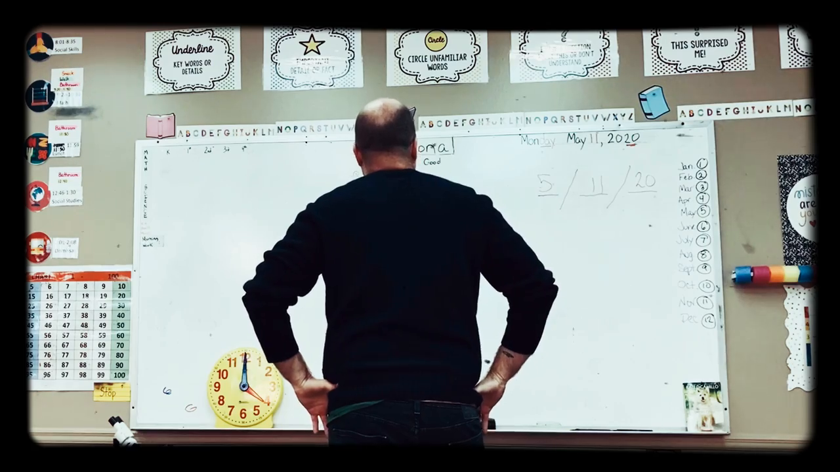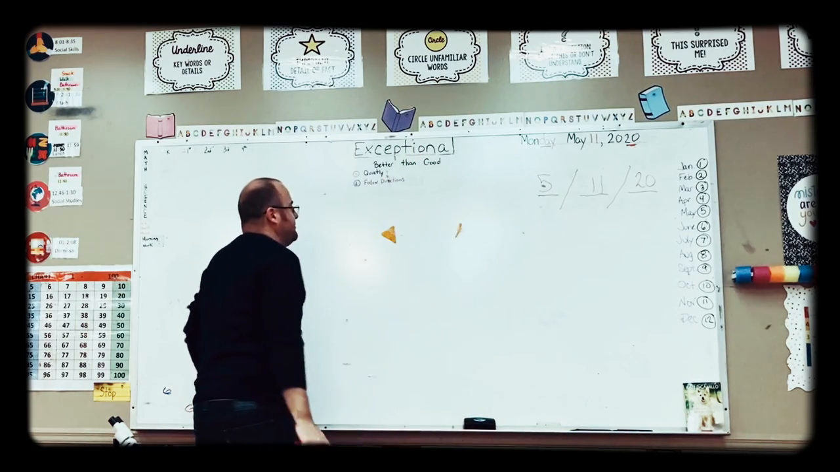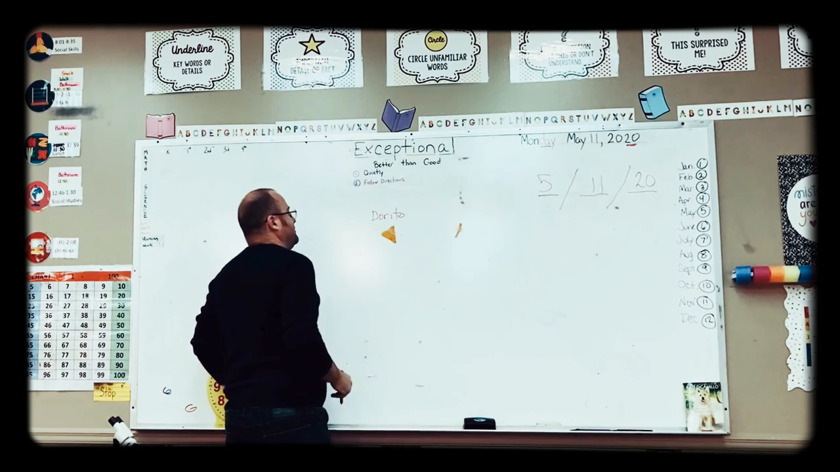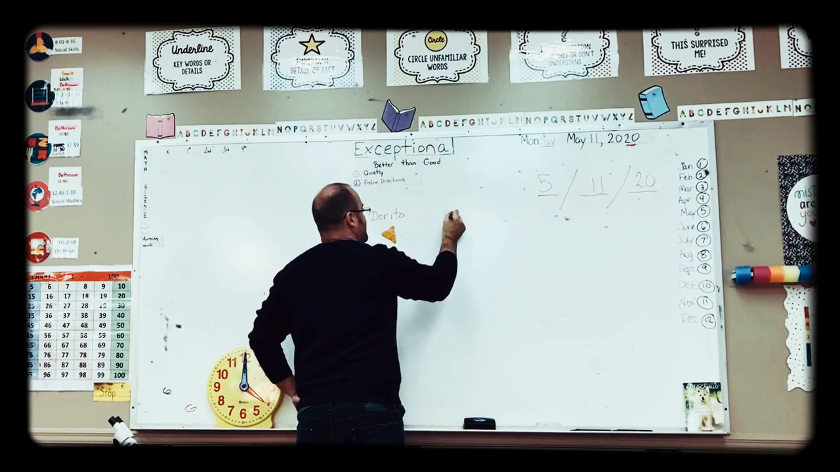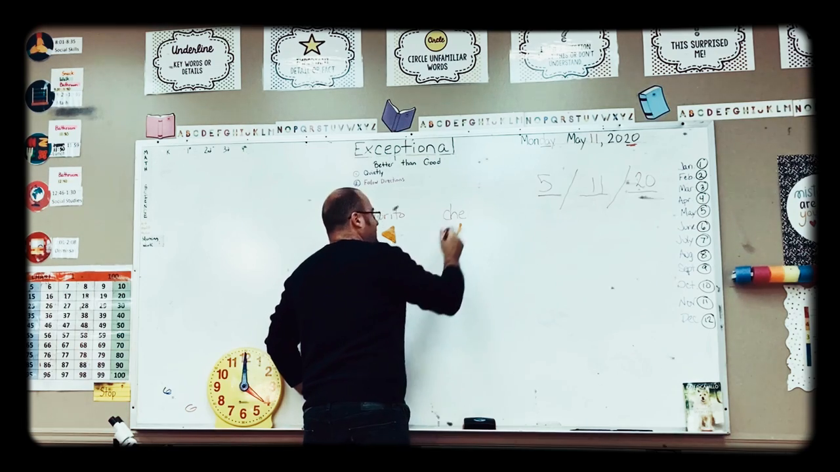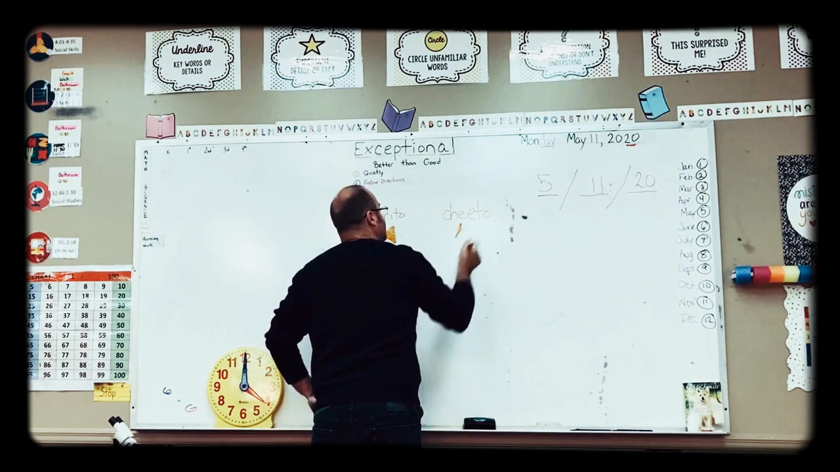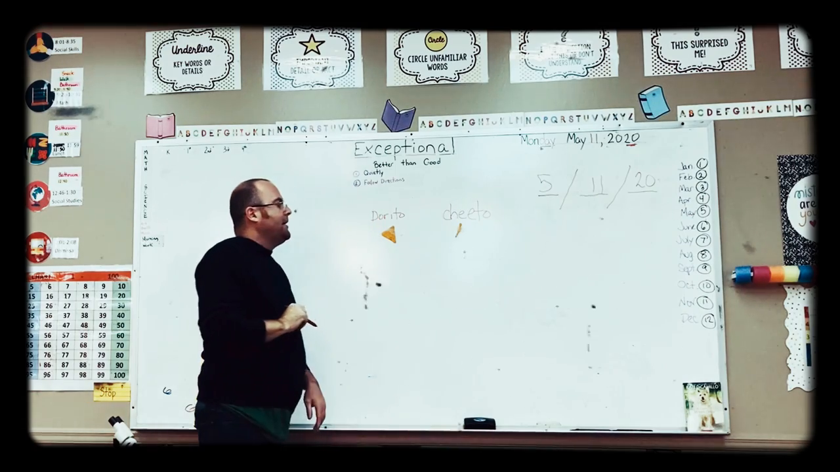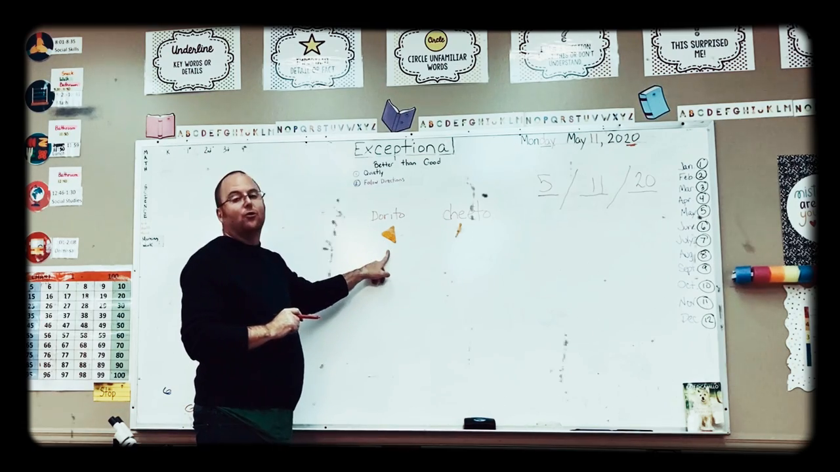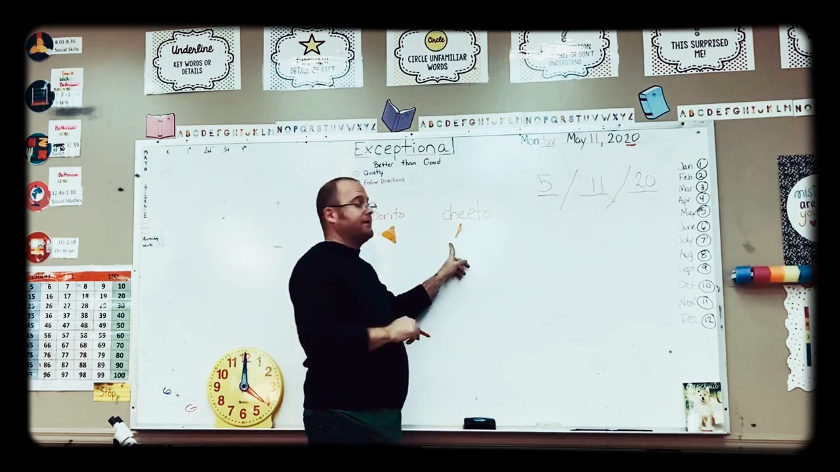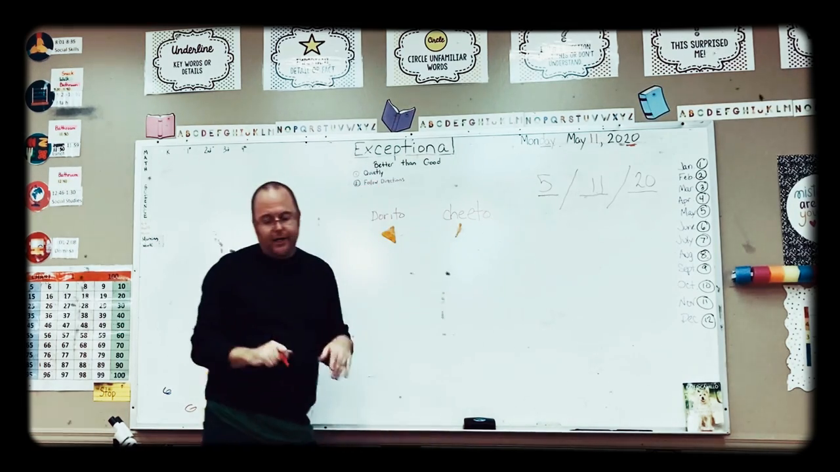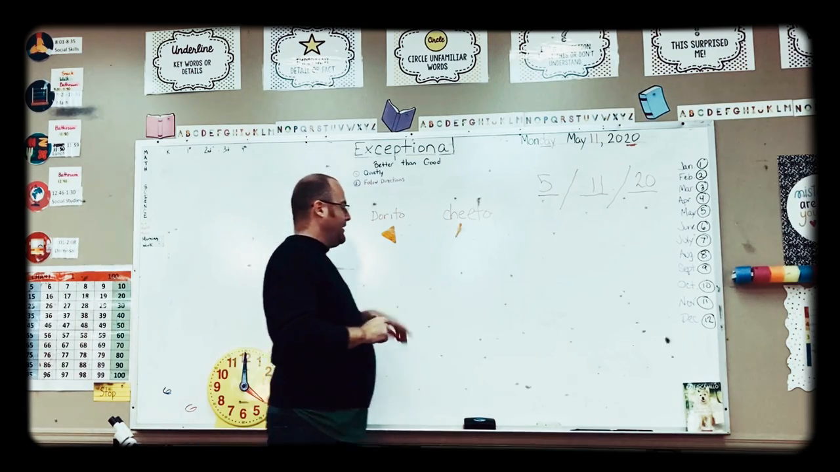So I got a Dorito and I got a Cheeto. I'm going to write their names up here. Dorito. And Cheeto. It's not Doritos because there is not more than one. It is just a Dorito. It is not Cheetos with an S because it's not a lot of Cheetos. It's just one Cheeto.